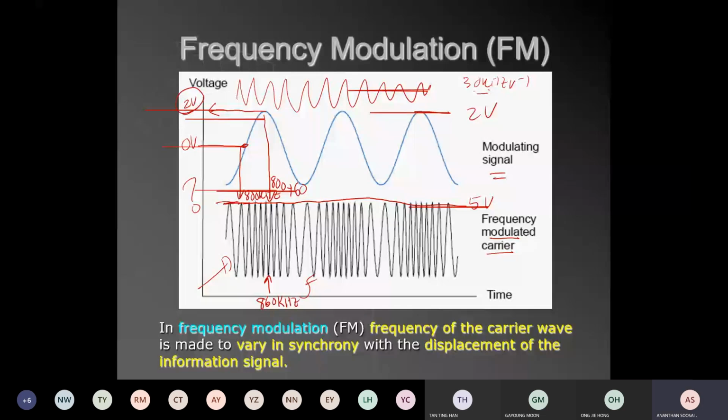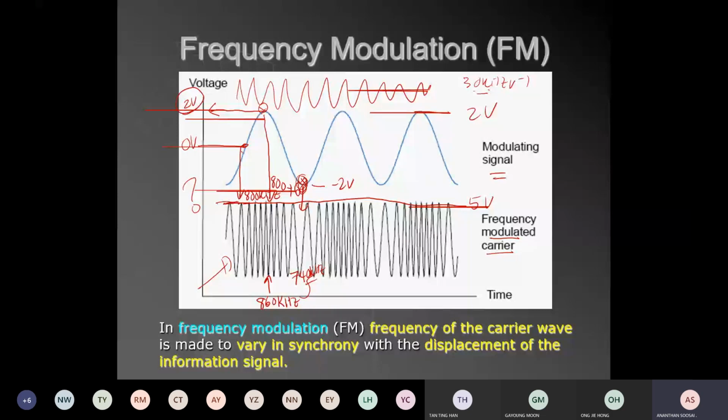Okay, so 800 becomes 860 at the peak. How much is the frequency going to be at negative 2 volt? This is negative 2 volt. What will the frequency be here? So 800 minus 60 is going to be 740 kilohertz. So 800 at 0 volt, 860 for the peak voltage, and 740 for negative 2 volt. This is how the variation is going to happen.